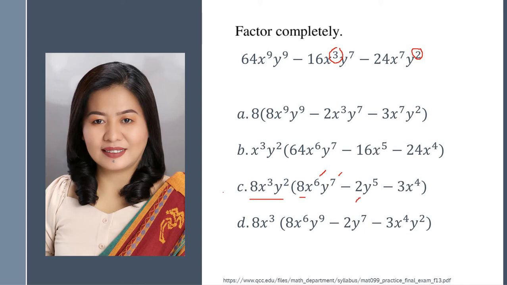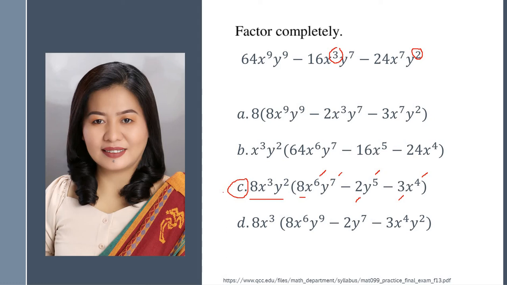And x cubed divided by x cubed, that's 1. So it will not appear there because 2 times 1 is just 2. And 7 minus 2 is 5. So, and minus, bring down, 24 divided by 8 is 3. That's correct. And x to the 7 minus 3 is 4. This is correct. And y squared divided by y squared is just 1. So our answer here is letter C.